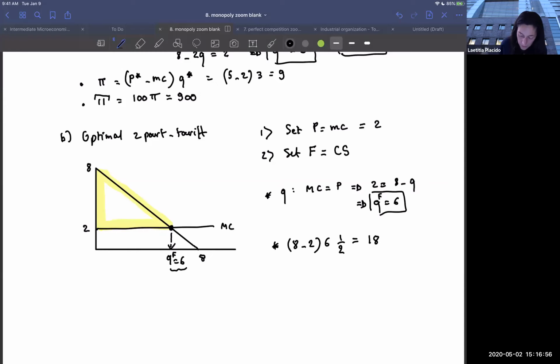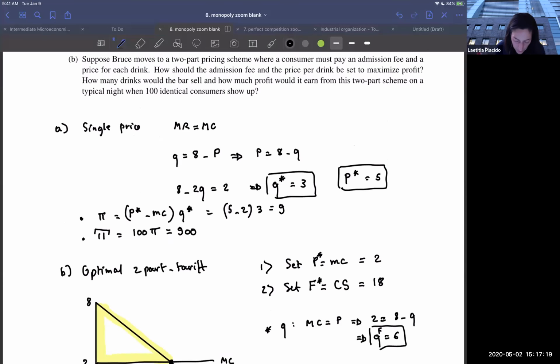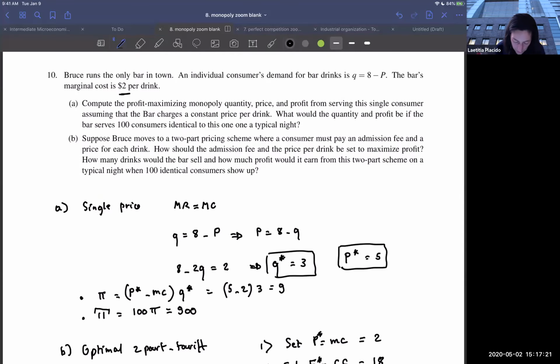So what is the optimal admission fee? The optimal admission fee will be to set F equals 18. That's for a single consumer.